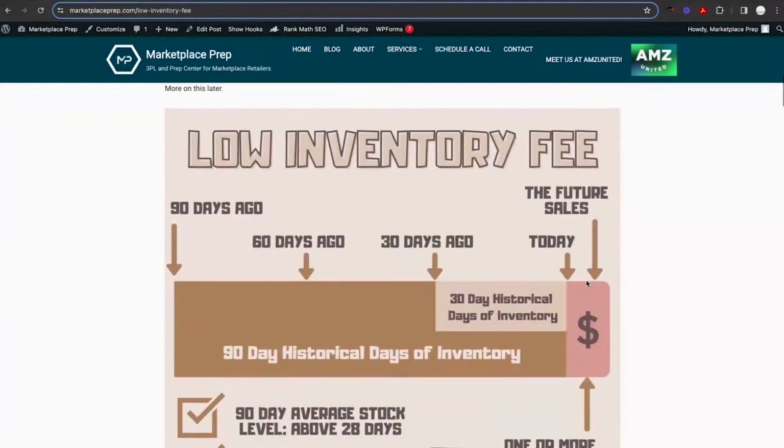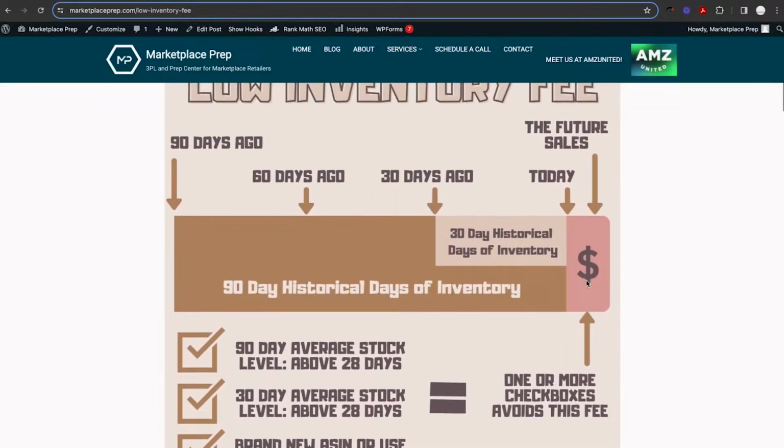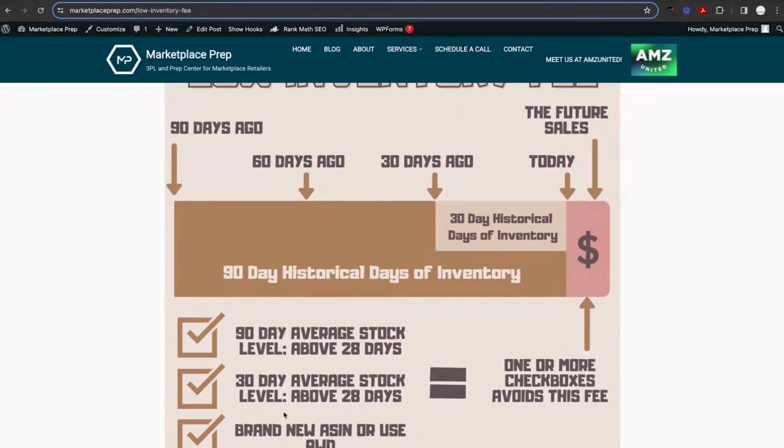So, a little infographic. If you pass one of these checkboxes, average stock over 90 days, 30 days, or you have a brand new ASIN, this is not brand new to you. This is brand new to Amazon. Or if you use AWD.